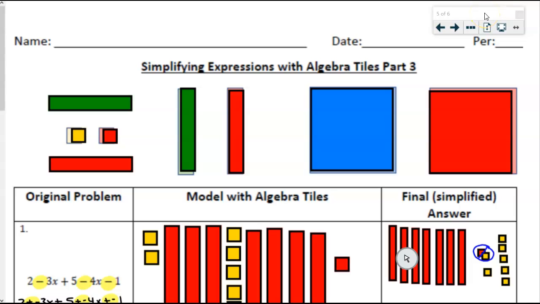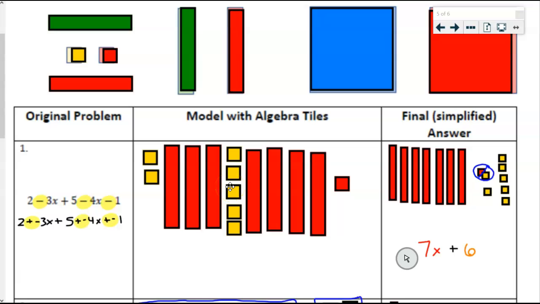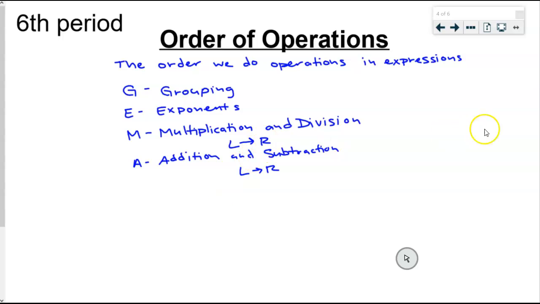Okay, this is the second video covering simplifying expressions with algebra tiles. This is the third part that we've gone over with simplifying expressions, and this is just the second video covering this worksheet. So in the last video, in the last lesson, we practiced modeling order of operations with these algebra tiles. Remembering that the order of operations is the order we do the operations.